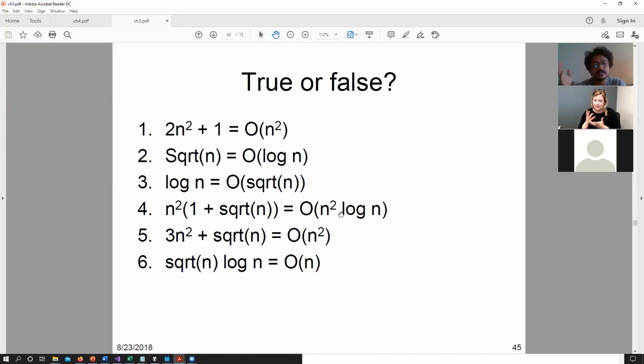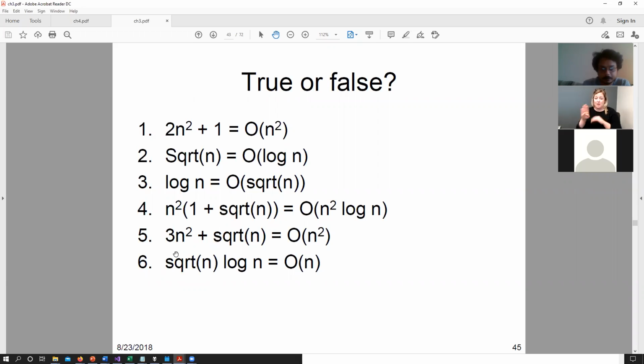It can't be, right? Because that's the same thing. We have n squared plus n squared square root of n. Monica, let me, oh, okay, you are talking about number 5. Yes, number 4 is false, because n squared times square root of n cannot be bounded by n squared log n, because we just talked about this earlier.